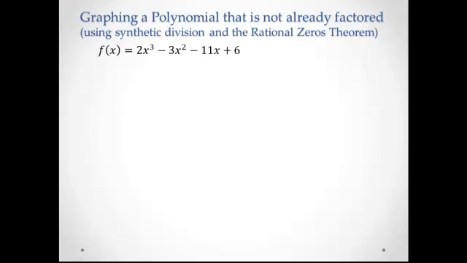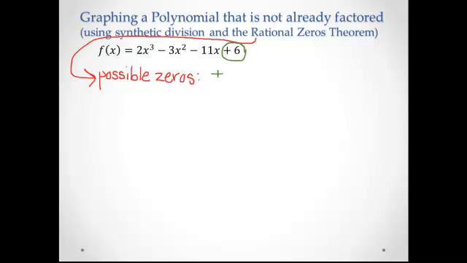So this is one where we're going to need synthetic division and the rational zeros theorem. The first thing we want to do is make a list of all of our possible zeros, based on the rational zeros theorem. I'm going to start by looking at our constant term, which is 6, and list out all the factors of the constant term. In the denominator, I'm going to put all the factors of our leading coefficient, which in this case is 2. So those factors are plus minus 2, plus minus 1.